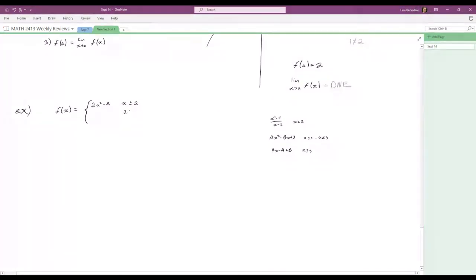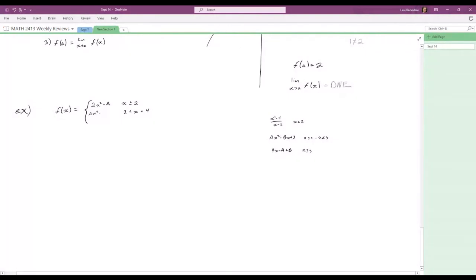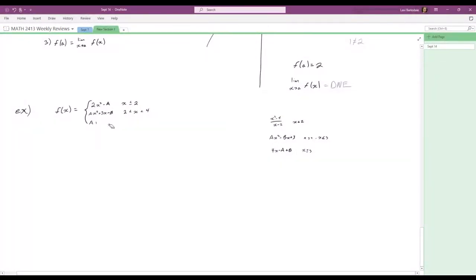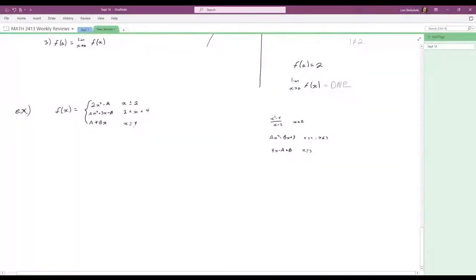Let's see, here we have 2 is less than x is less than, we'll go with 4. And here we'll make it ax squared plus 3x minus b. And this one will go a plus 4x. I don't have 4x, a plus just bx. And this would be for x is bigger than or equal to 4. Okay, hopefully I made a system that would actually be solvable, but we'll never know until we start.